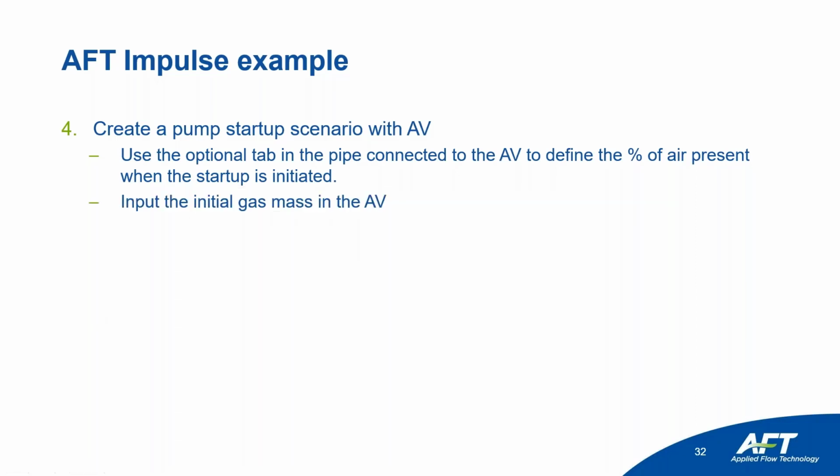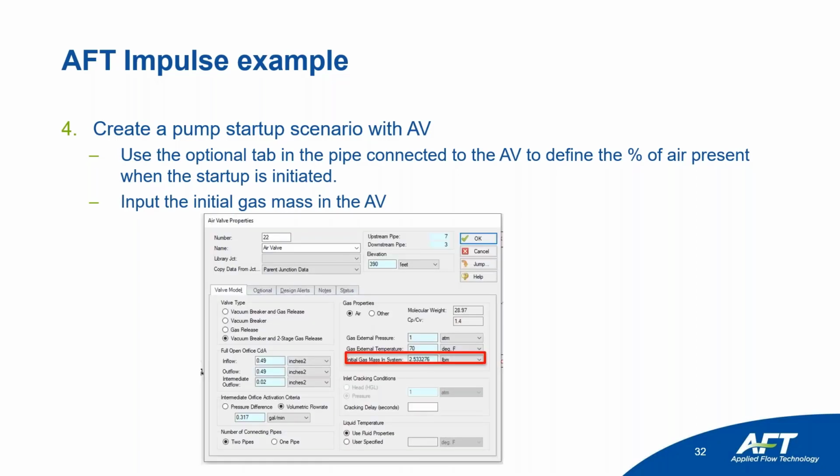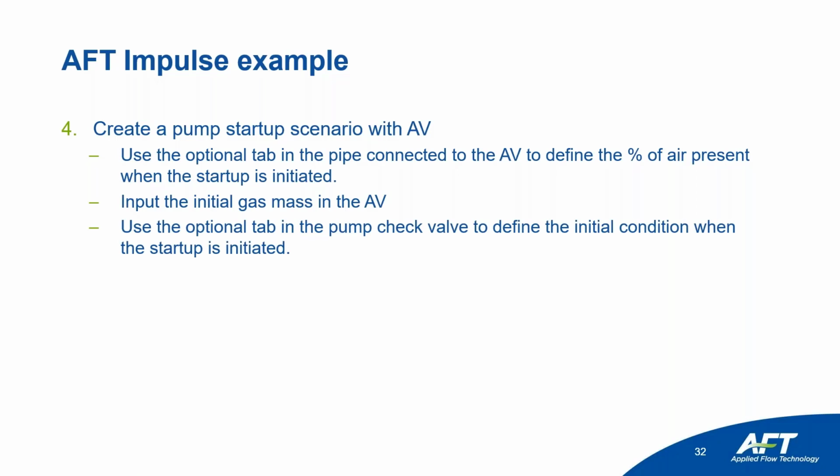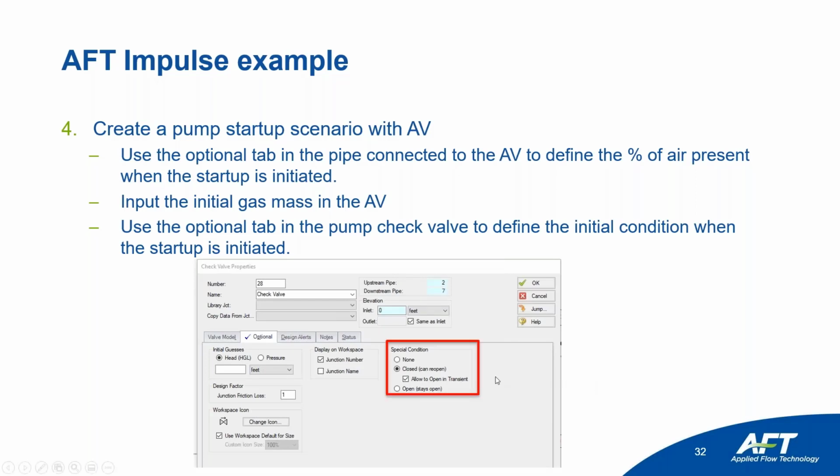Second, input the initial gas in the air valve. You also have to input the amount of air that is present in the air valve and is going to be released. If you don't do that, you won't be able to graph how the liquid fills in the pipe. And third, this is for all the check valves. Generally, check valves create artificial transients unless, in the initial condition and the optional conditions, you tell it that it's closed in the steady state and allow it to open in the transient. So let's see that in the model.